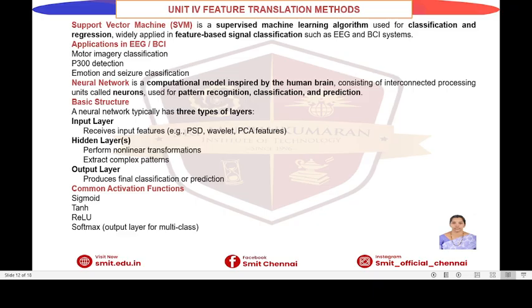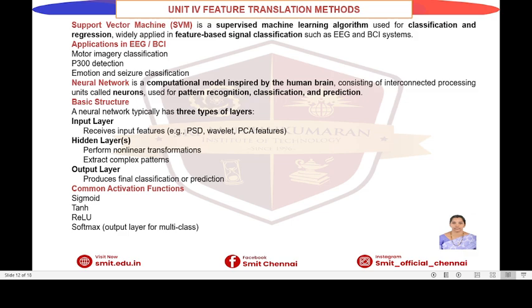Here, what are the basic structures? We have 3 layers. First one is the input layer, second one is the hidden layer, third one is the output layer. The input layer receives the input features from PSD, maybe PSD wavelets. Examples they have given are PSD, wavelet and PCA features. What are hidden layers? They perform some nonlinear transformation and also extract the complex patterns. Your last layer is the output layer. It produces the final classification, otherwise predictions.